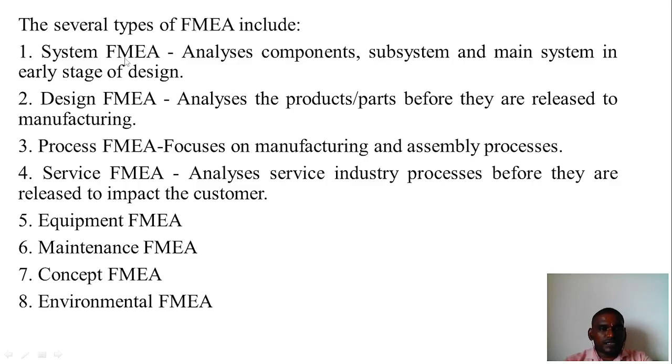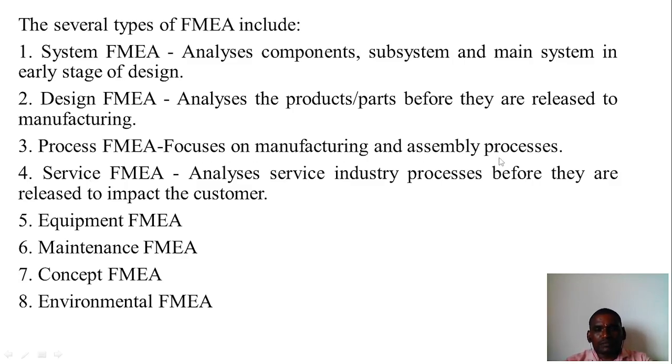They are system FMEA, design FMEA, process FMEA, service FMEA, equipment FMEA, maintenance FMEA, concept FMEA, and environmental FMEA. System FMEA analyzes components, subsystems, and the main system in the early stage of design. So before design, you have to analyze the systems and components. Design FMEA analyzes the product parts before they are released to manufacturing.